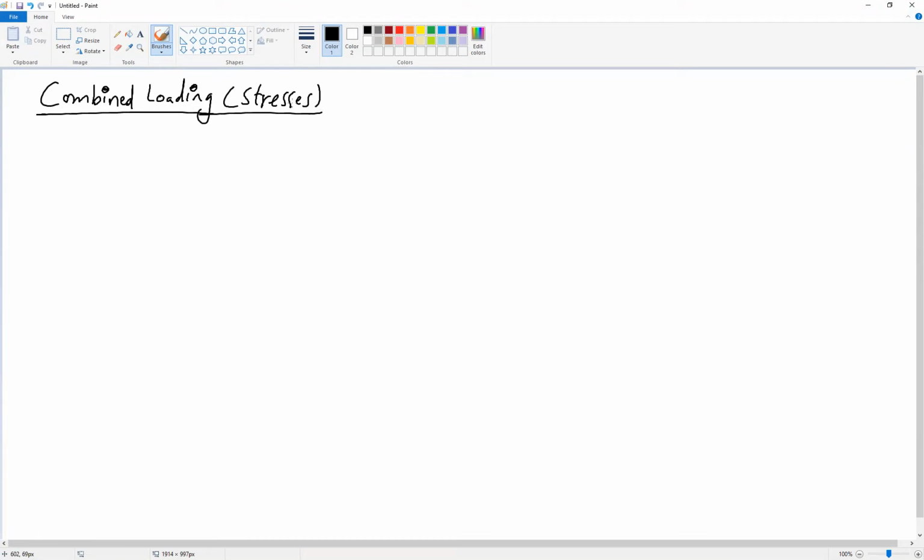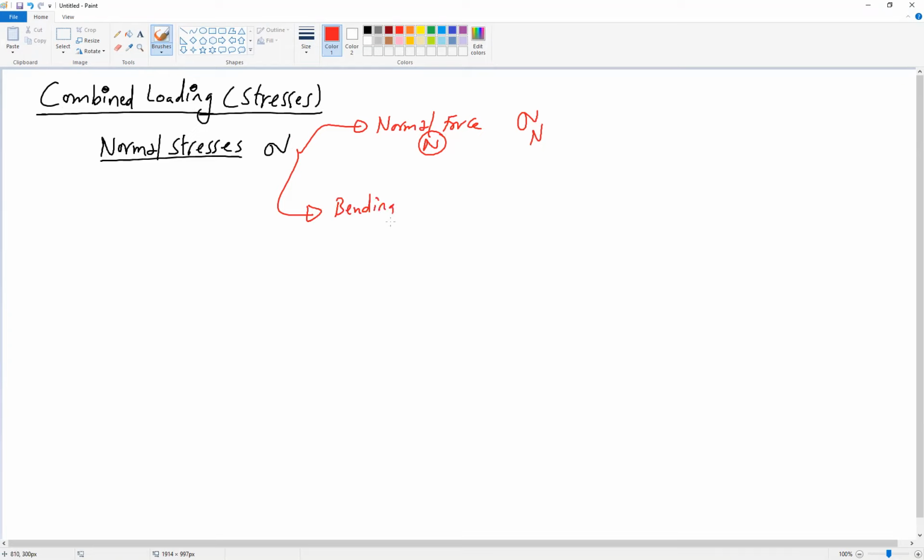Okay, as you remember, we have studied the normal stresses, sigma, and if you remember, we have two types of normal stresses. Normal stress due to normal forces N, and we can call this sigma N. And the other type is normal stresses due to bending moments M, and we call this sigma M. So we have sigma M and sigma N. Okay, these are the types of normal stresses.